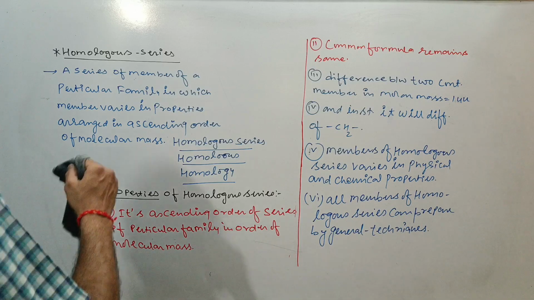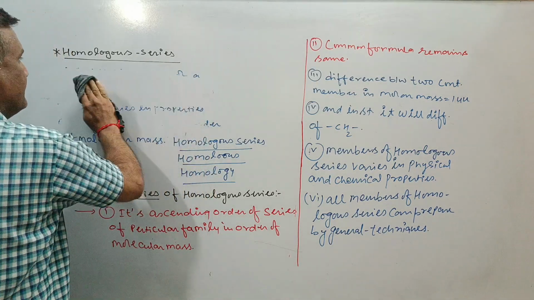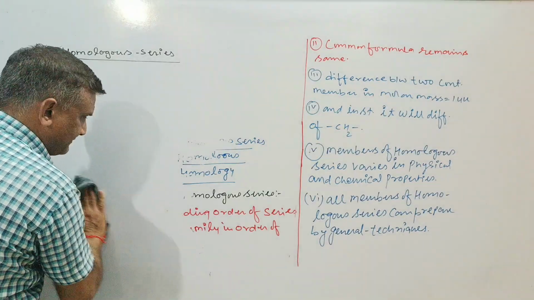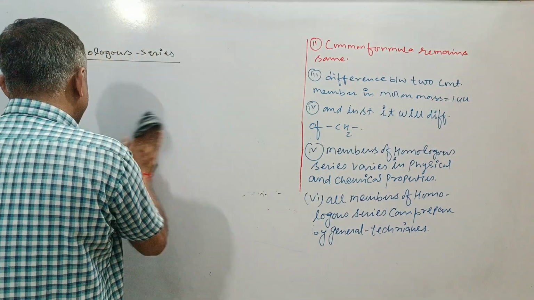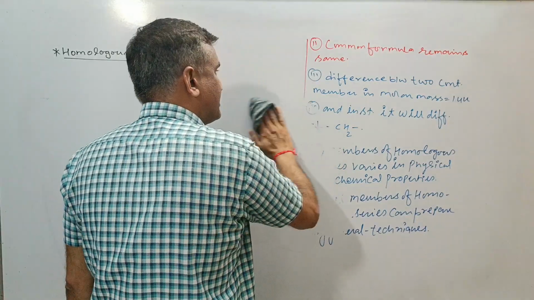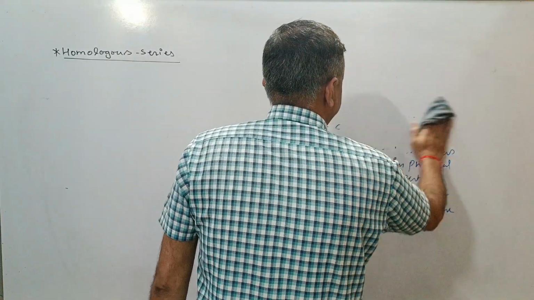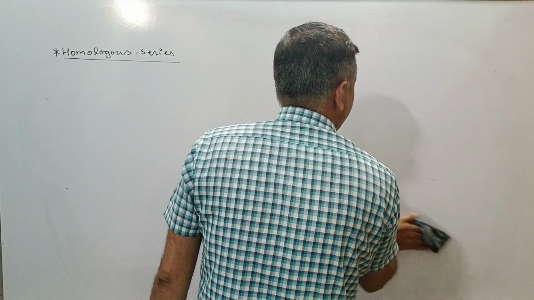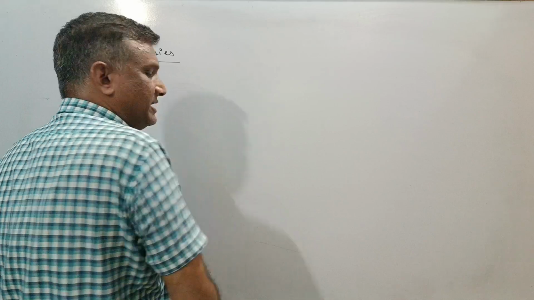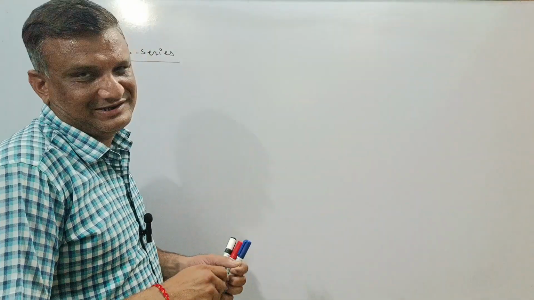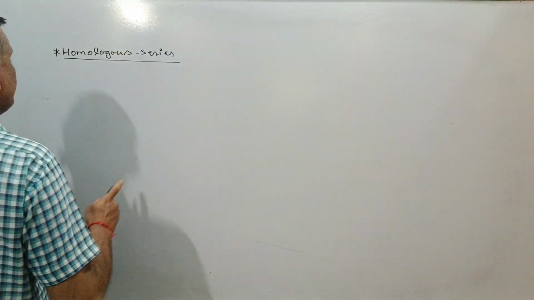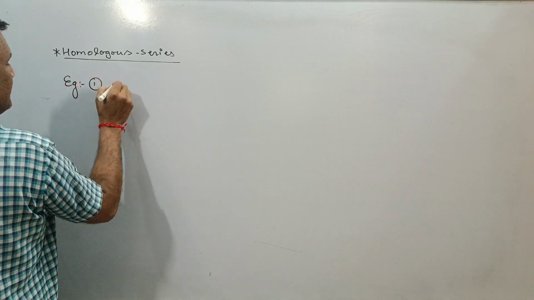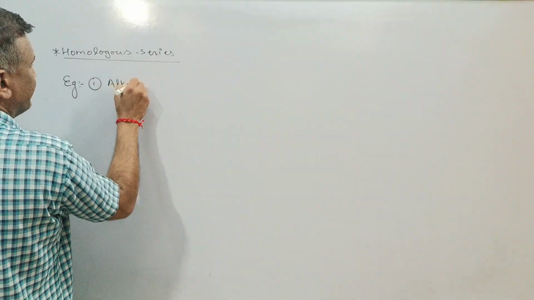Now it's time to discuss the examples of homologous series, because it's too important. Without knowing this, you will not be able to define the ascending or descending order of different physical and chemical properties. I am going to give you all the matter in simple language, and if you have any more requirements, you can message me in the comment box. First of all, we'll take the example of homologous series of alkane.